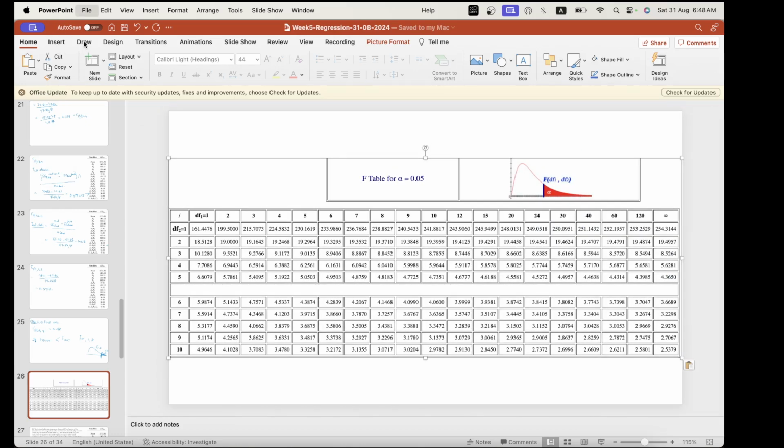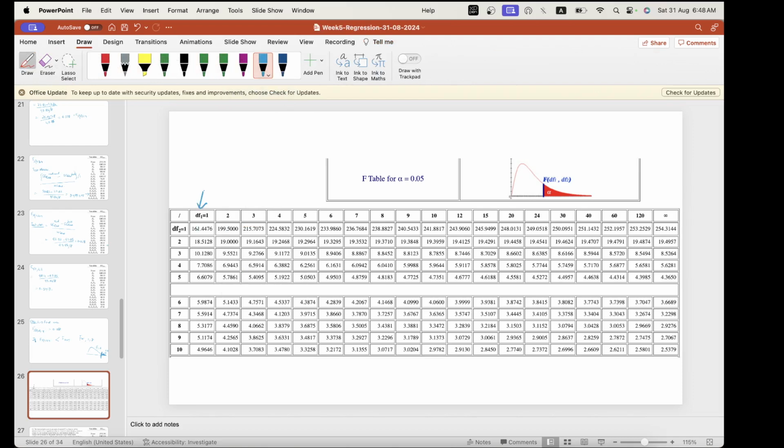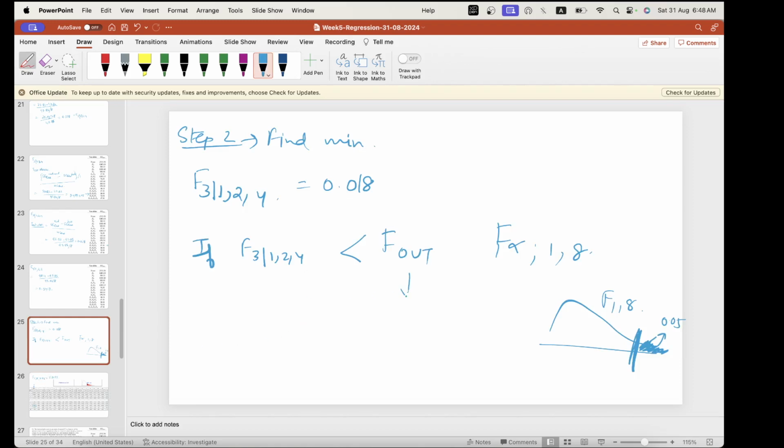So df1 and df8, this is that criteria. So f1 8 0.05 is actually 5.3177. Okay, now we see this is 5.3177, so then this holds, this is less than the f out criteria. Okay, so since this is true, this is not significant, therefore we exclude x3 first.